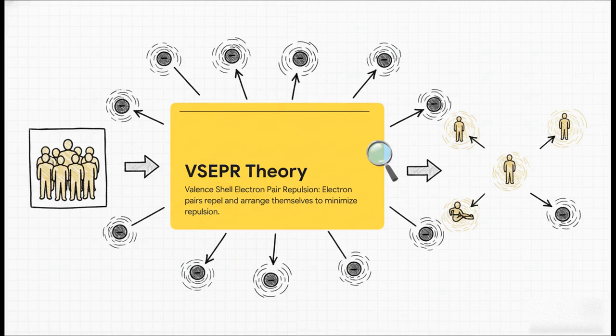Electron domains are all negatively charged, and what do like charges do? They repel. So these domains are going to automatically push each other away and arrange themselves around that central atom to be as far apart as they can possibly get. Seriously, it's just like people in a crowded elevator trying to get some personal space. They just naturally spread out.